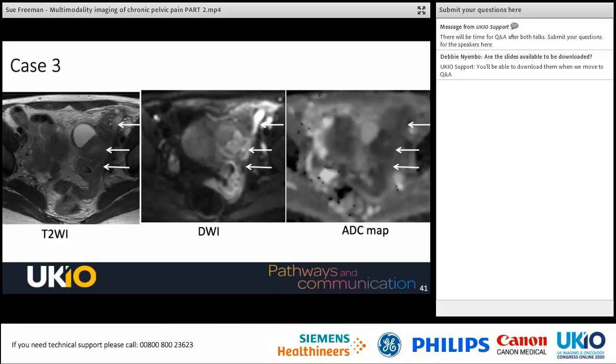This is typical low signal intensity. It doesn't conform to anatomical boundaries, and we often see fistulation into bladder or bowel. This infection requires a long course of antibiotics of 6 to 12 months.